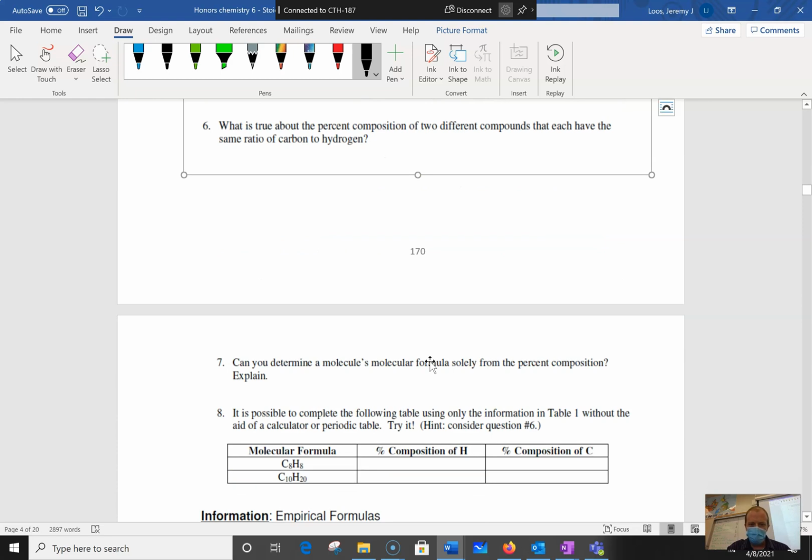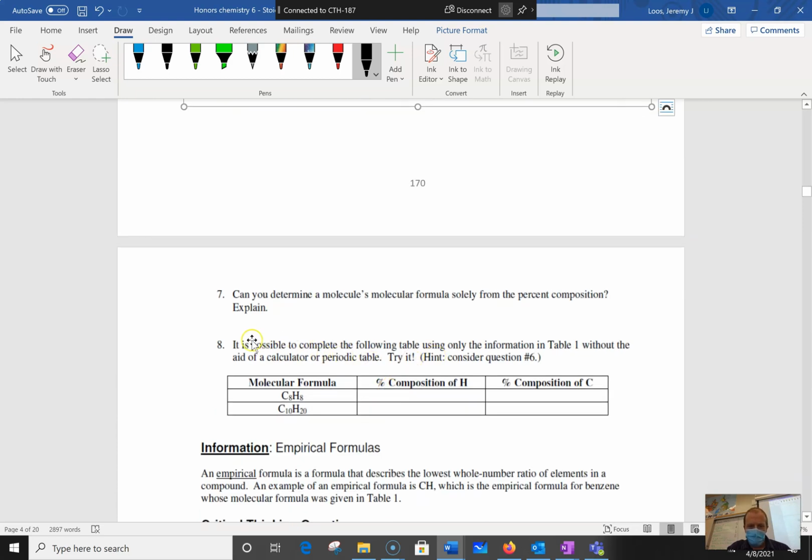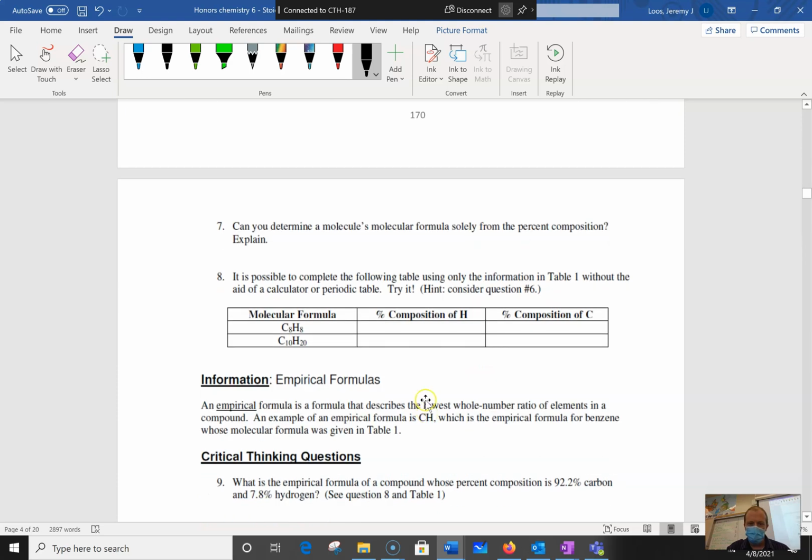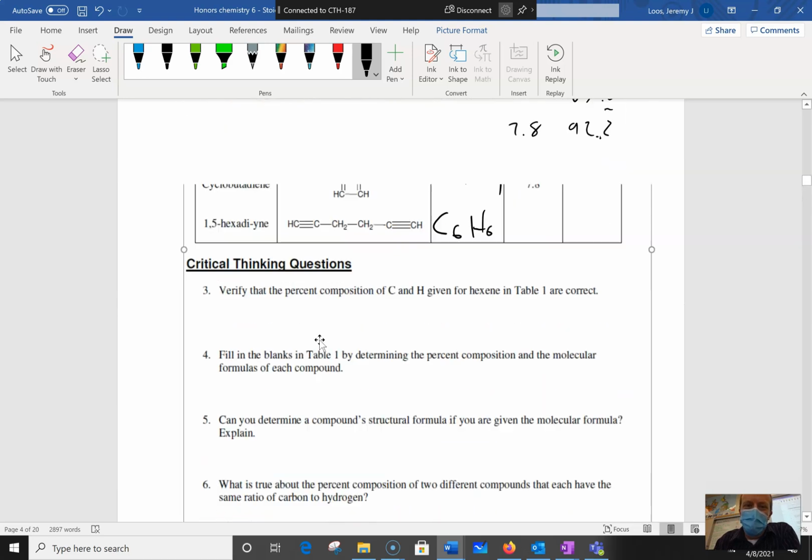So that's the take-home message of this. It says it is possible to complete the following table using only information in Table 1 without the aid of a calculator or a periodic table. Try it. Hint, consider question 6. So C8H8, what's the ratio of carbon to hydrogen there? 1 to 1.